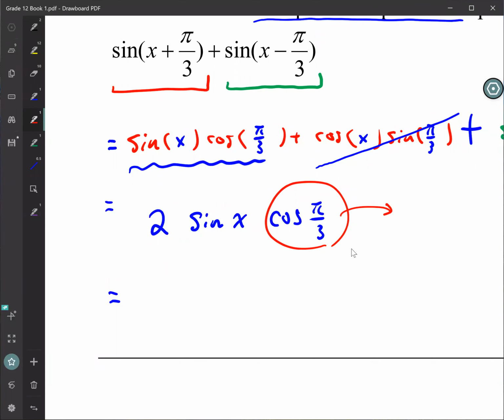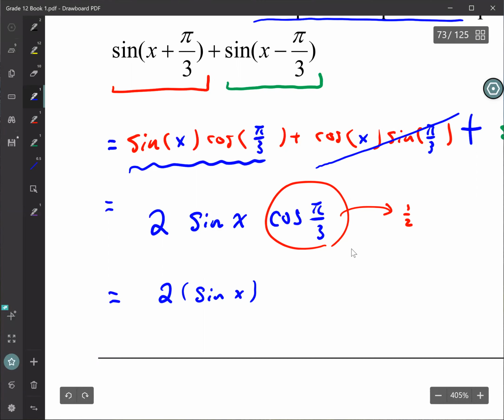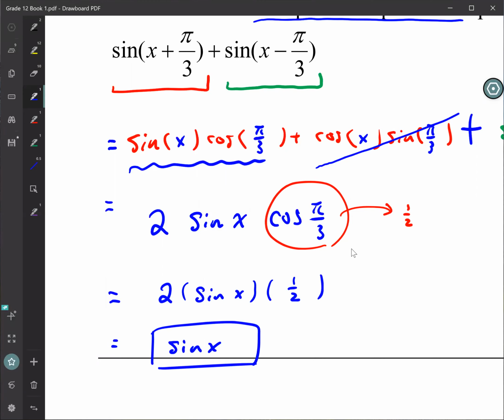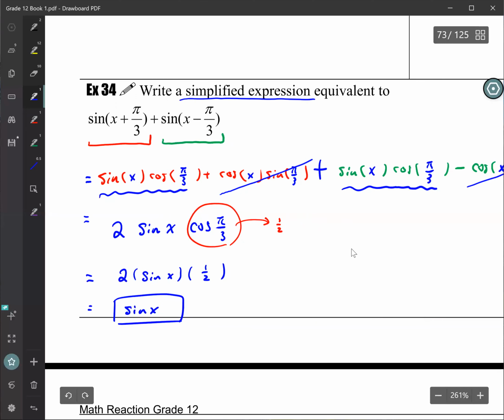Cosine pi over 3 is what? 1 over 2, okay? So I can do more. So 2 times sine x times 1 over 2. And what would that equal then? Sine x, okay? So that will be as far as you need to go, okay? So that's called observation. Sometimes you need to keep on pushing, right? What can we do? Is there any part we can still find?